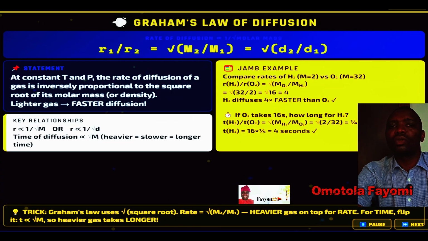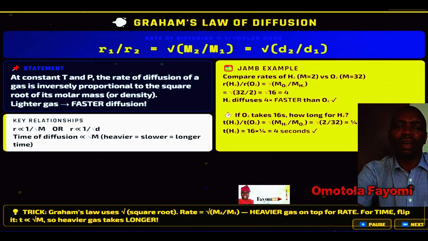Let me prove it with hydrogen versus oxygen. The molar mass of hydrogen gas is 2. The molar mass of oxygen is 32. Rate of hydrogen over rate of oxygen equals the square root of 32 over 2. That is the square root of 16, which equals 4. Hydrogen diffuses 4 times faster than oxygen. Makes sense. Hydrogen is 16 times lighter in molar mass, so its rate advantage is the square root of 16, which is 4.